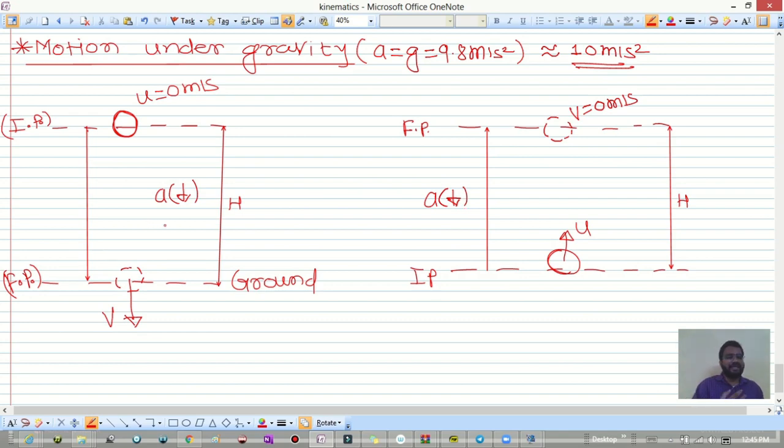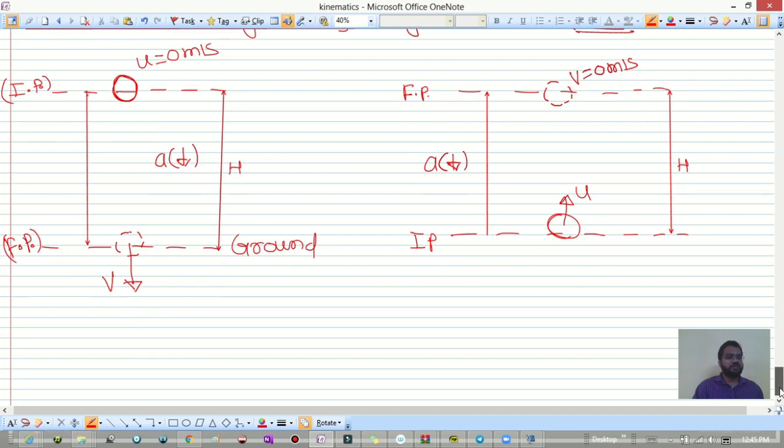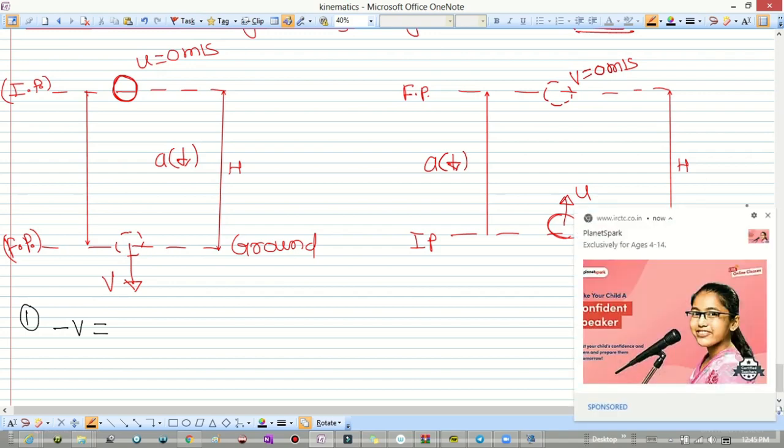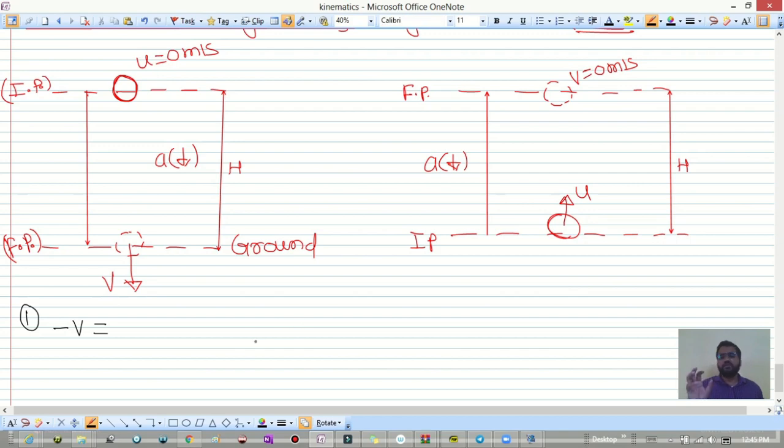So we'll find out the three equations of motion for this as well as this. First equation, final velocity is v. Now here v is in the downward direction, so you can write minus v is equal to... If you want to calculate the v value, don't write the negative sign, because automatically it will come in the final answer.